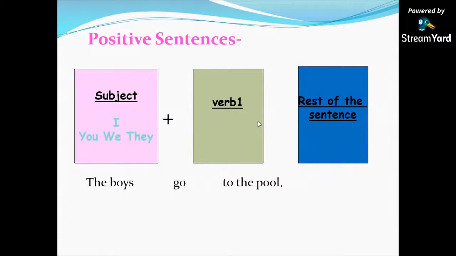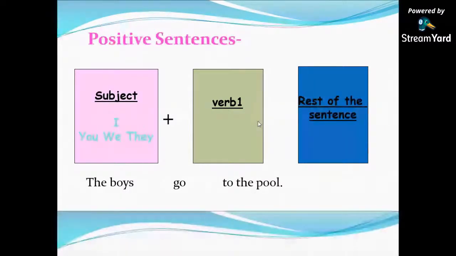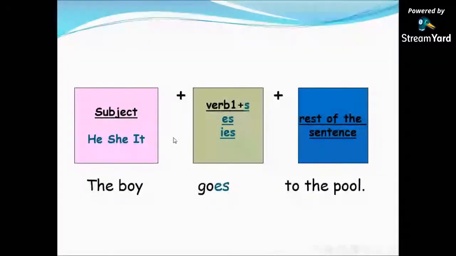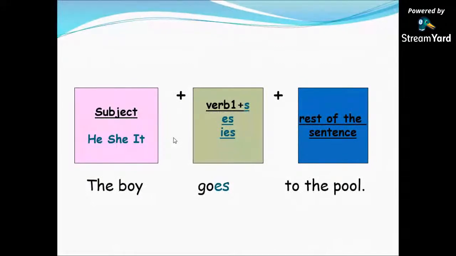Then we're going to be doing a positive sentence, but in this case, we're going to be focused on a third person pronoun. And we're going to do it with the same example. The first thing that we need is a subject. Then we need a verb, and then the rest of the sentence. The boy is the subject, goes, the verb, to the pool, the rest of the sentence. The boy goes to the pool.